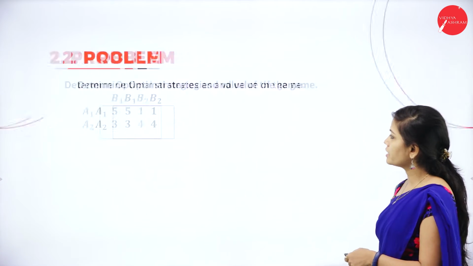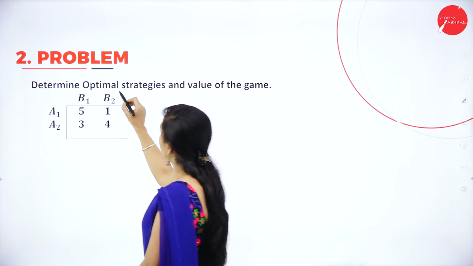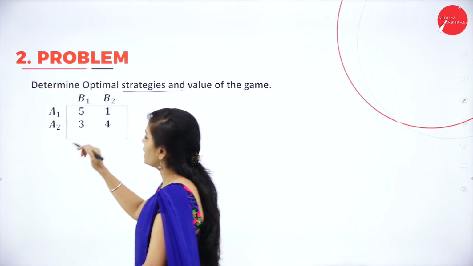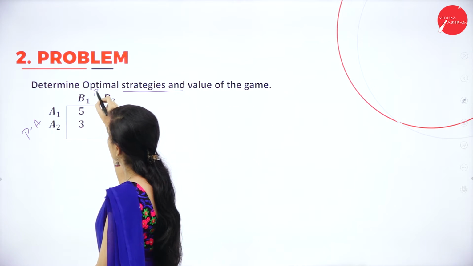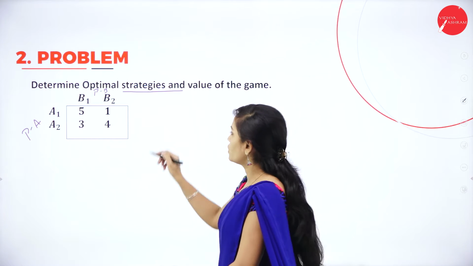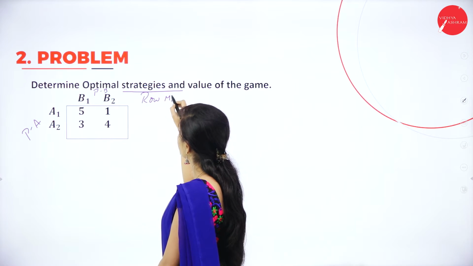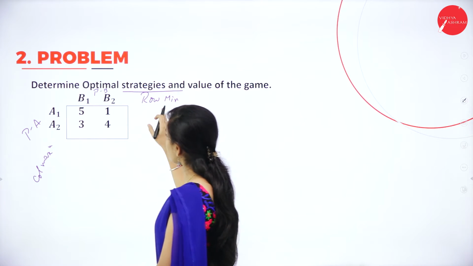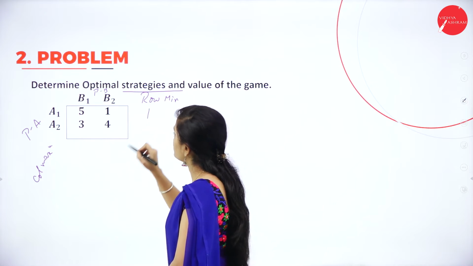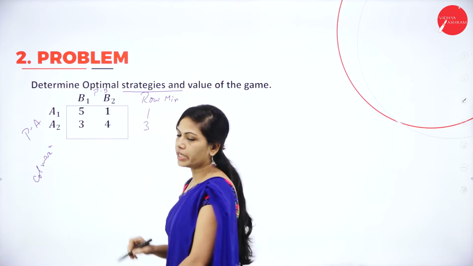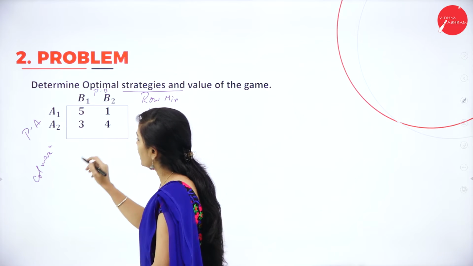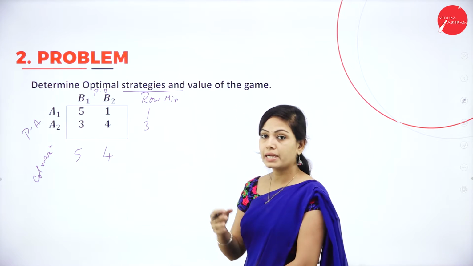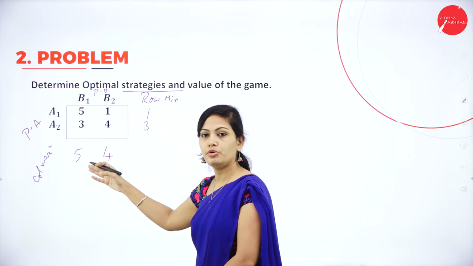Clear? And the next problem: determine the optimal strategies and the value of the game. Again you have 2 rows and 2 columns, player A and player B, right? So what is the first step? Row minima and column maxima. First find the least value in each row. In the first row the least value is 1, in the second row the least value is 3. In the columns, the highest values are 5 and 4.